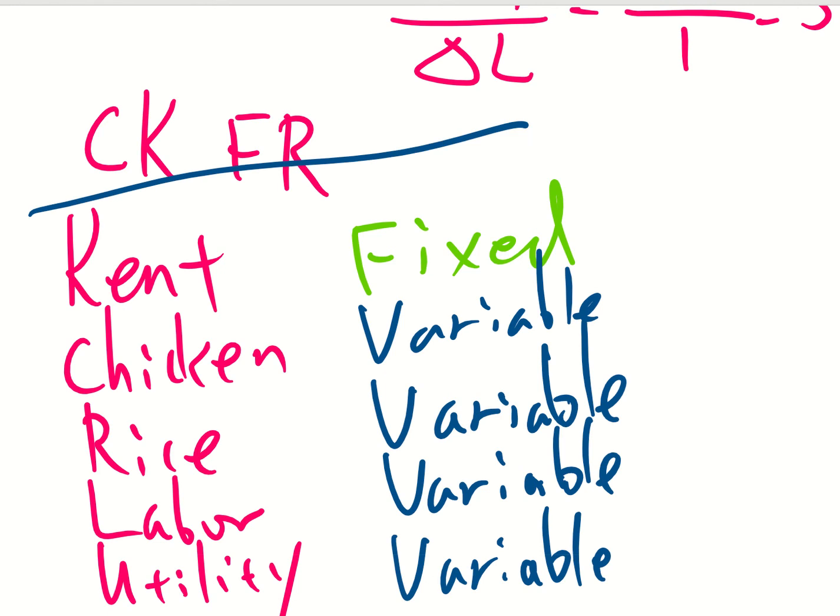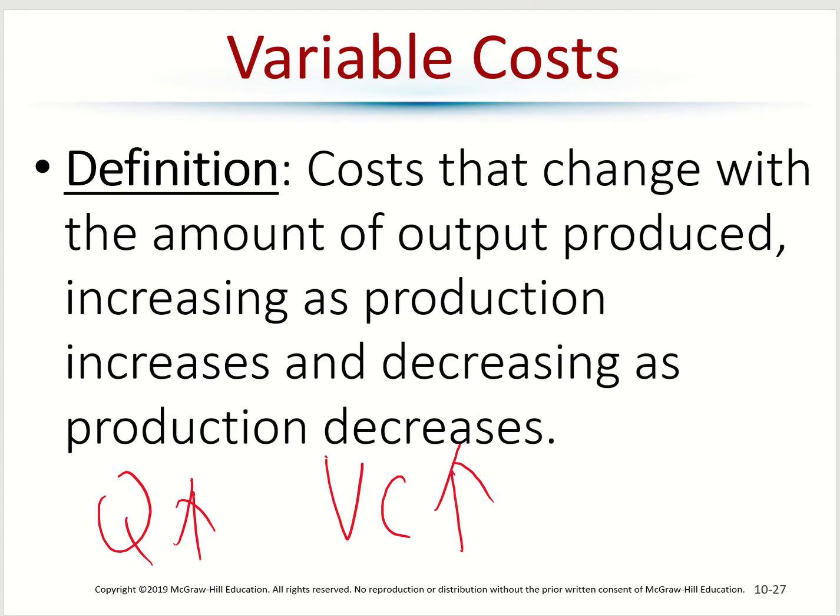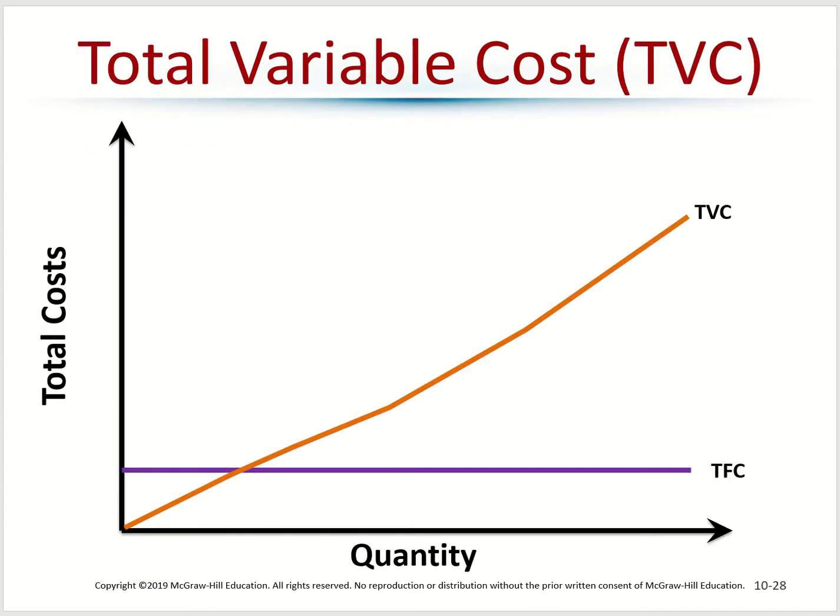So rent is fixed, so this wouldn't change, no matter how much you produce. This stuff over here, your chicken, your rice, your labor, utilities, those tend to change. The more you produce, the more cost you have, and that is called the variable cost. Okay, all right. So if you graph it, your variable cost is increasing as you have more and more quantity. So you produce more, your total variable cost increases.